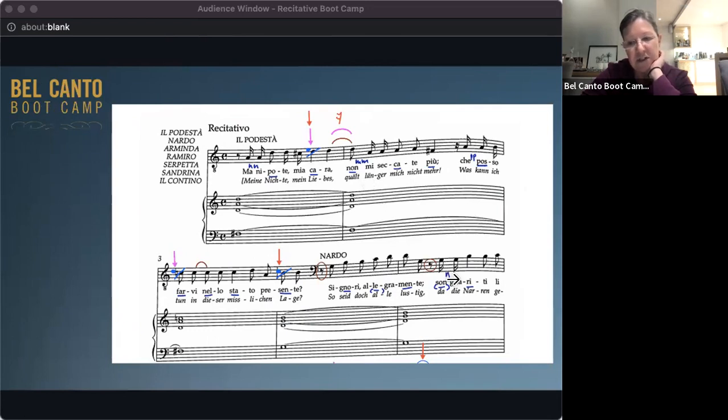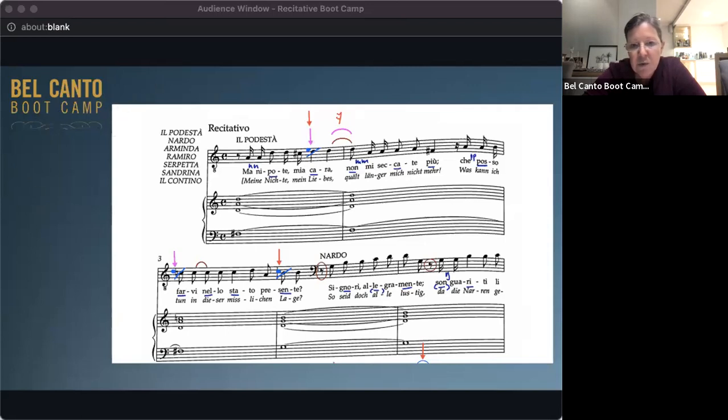Please write to me in the chat if I'm talking too fast about stuff and you're not getting it, okay? So for example, you can put a rest here because "ma nipote mia cara non mi seccate più" can make perfect sense with or without a break. And in the next step, we will see that it influences the placement of the appoggiatura, and that is why it's important to know, right?